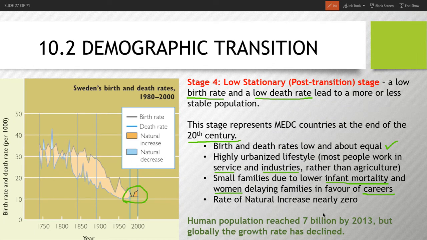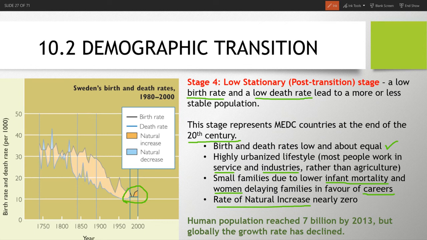So again, that birth rate comes down even further. And now it's more or less level with the death rate, which will give us a rate of natural increase of nearly zero. Okay, so the population is stationary or stable once again. Human population reached 7 billion by 2013. Okay, so the population continued to increase, but again, it's still slowing down globally. And the growth rate globally has continued to decline, as we just said.